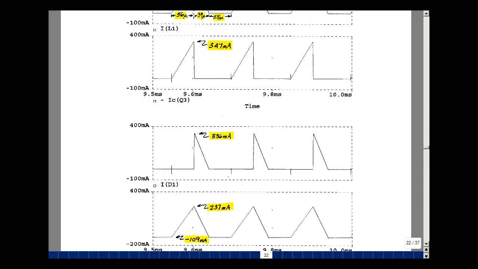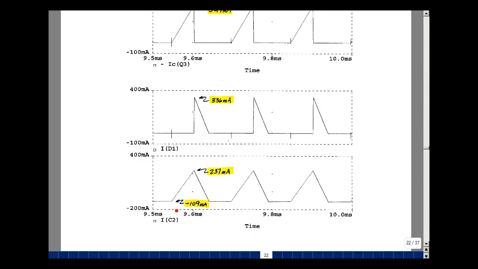And then here's the capacitor current. It starts out at minus 109 milliamps, then goes up to 237, comes back down again. Now, these pictures all look like the pictures we had on page 15 of the notes from our lecture last time.